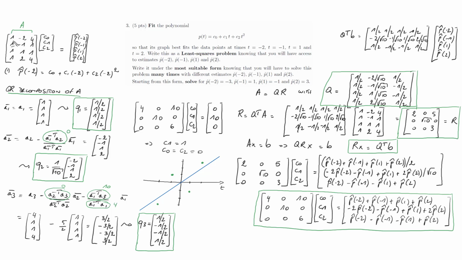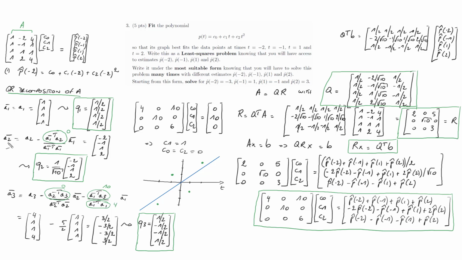We can keep the first column. What we need for the first column of Q is of course a vector of length 1, so we have to divide by the length, which is, well, this one squared plus this one squared plus this one squared plus this one squared. It's 4 square root, and we divide by 2.